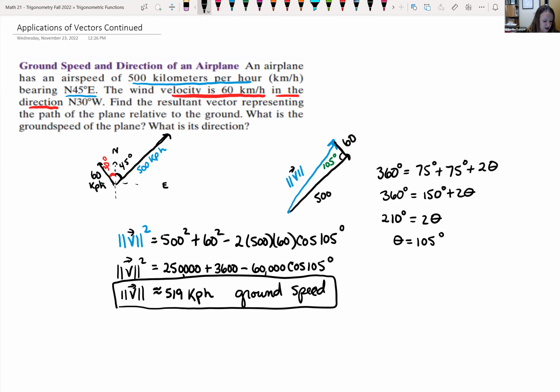So it also wants us to find the resultant vector, which I need to put in terms of i and j. So we're trying to find v is equal to the horizontal component a times my unit vector i plus b times my unit vector j. And I also need to know what my angle is to that resultant vector. Okay, so how are we going to do that? Let's think about this for a second.